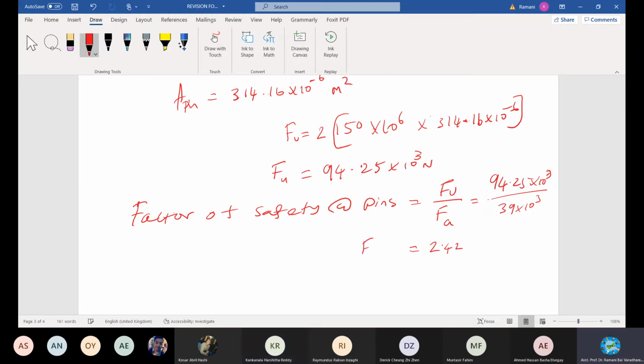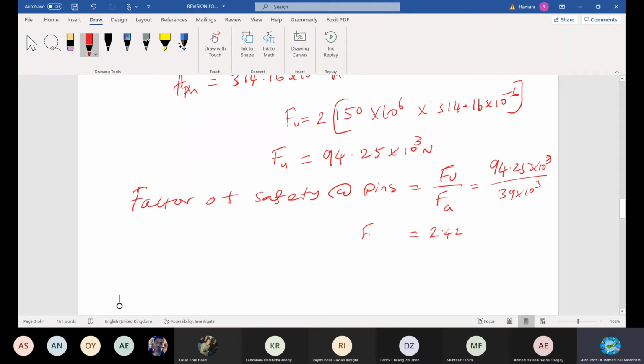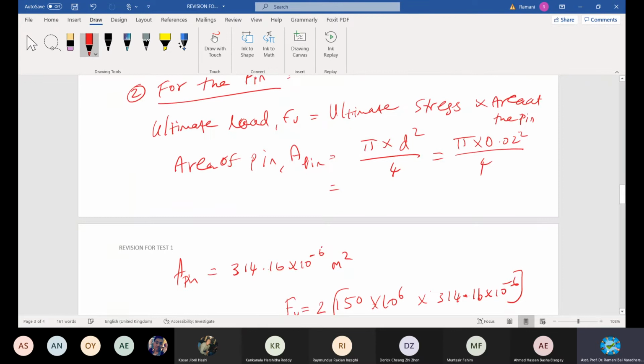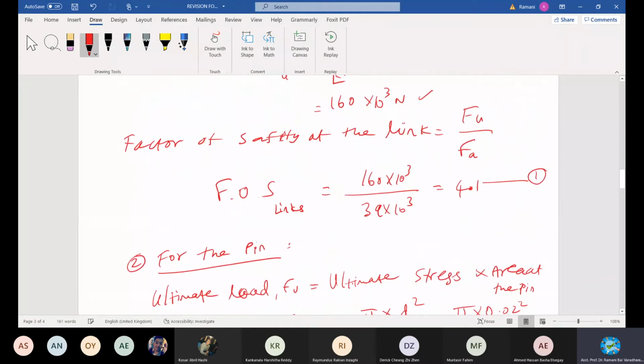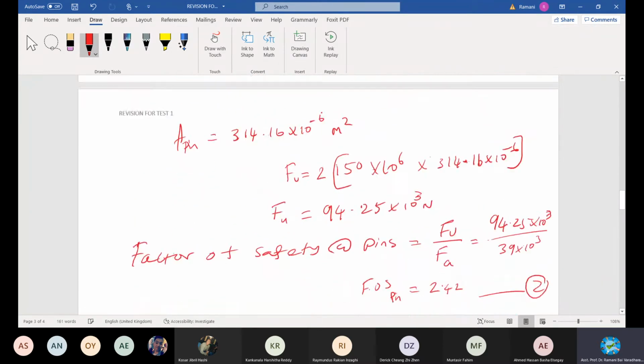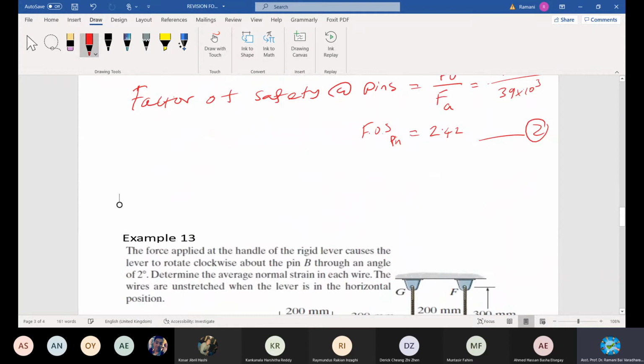But always in the calculations we will give some range. Don't worry. This is the factor of safety at the pin. So we found both answers. This is your second answer. One answer is factor of safety at the links is 4.1. Factor of safety at the pins is 2.42.